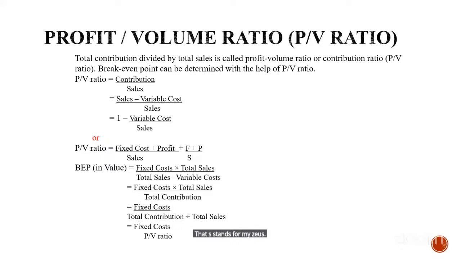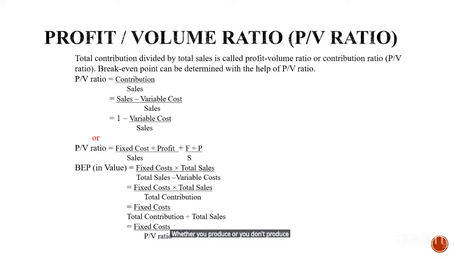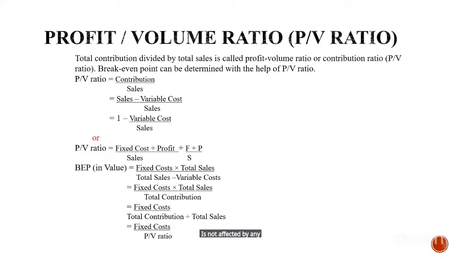So remember, we talked about fixed costs. I hope you've not forgotten. Fixed costs are costs that do not change with the level of activity or the level of production. Whether you produce or you don't produce, you still incur that cost. An example is rent of a factory, where you have to pay rent, and whether you produce 1 million units or you don't produce, that rent is still there. So it's fixed. It's not affected by any level of activity. That's what we call fixed cost.